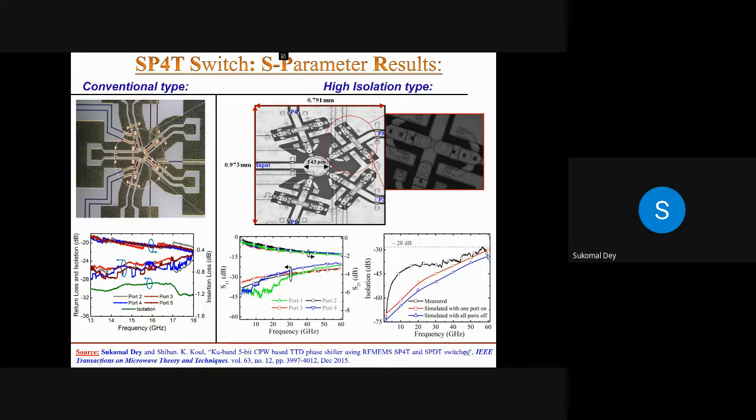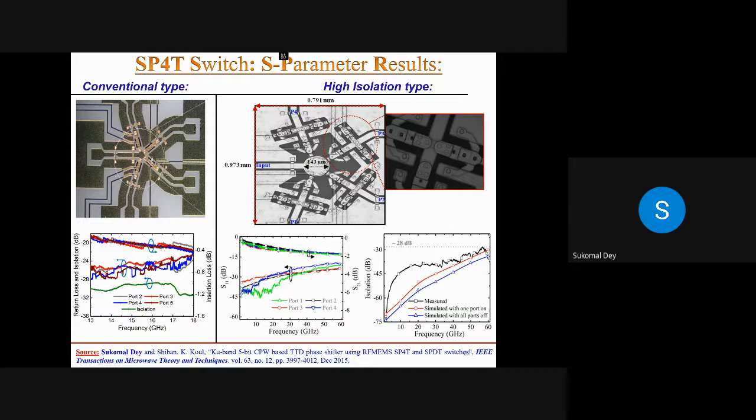If you really do good electromagnetic simulations, EM simulations, and if you optimize it properly, then you can get rid of high insertion loss. Here you can see the insertion loss is 2 dB up to 60 gigahertz. I repeat, up to 60 gigahertz, this switch gives you maximum insertion loss of close to 2 dB, which is quite a good number. At the same time, the isolation is 28 dB.